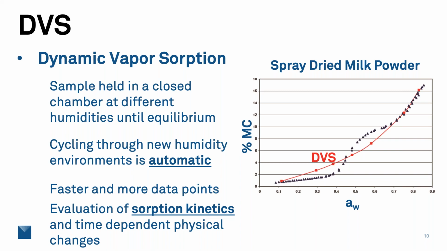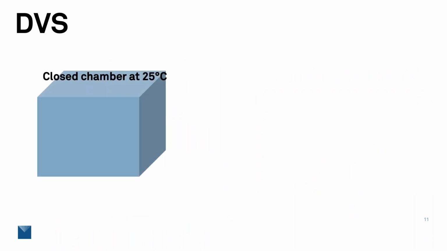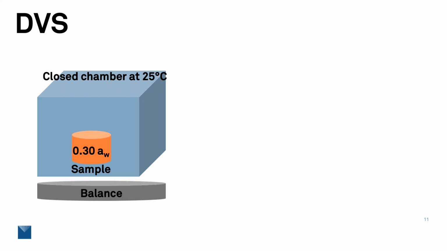So I thought it would be a little bit easier to understand this method if we look at a kind of clip art image to understand how this data is being collected. I want you to imagine that you have a closed chamber. In this case, we're at 25 degrees Celsius, but we could look at a range of different temperatures. Now you're going to put your sample in that closed chamber. This could be a food sample, a pharma sample, a soil sample. And in this case, we're at 0.3 water activity. And then underneath this apparatus is a really high precision balance.